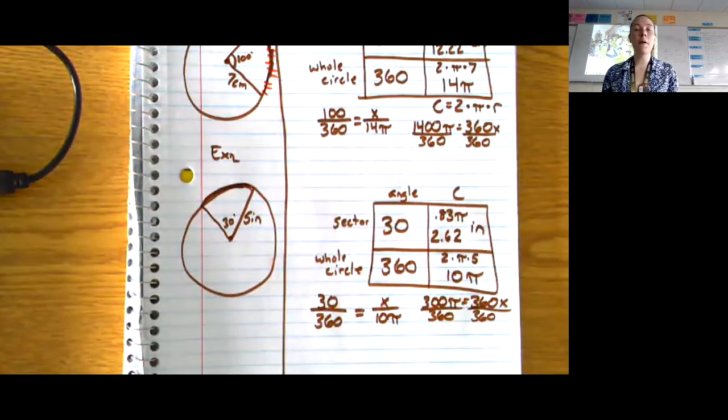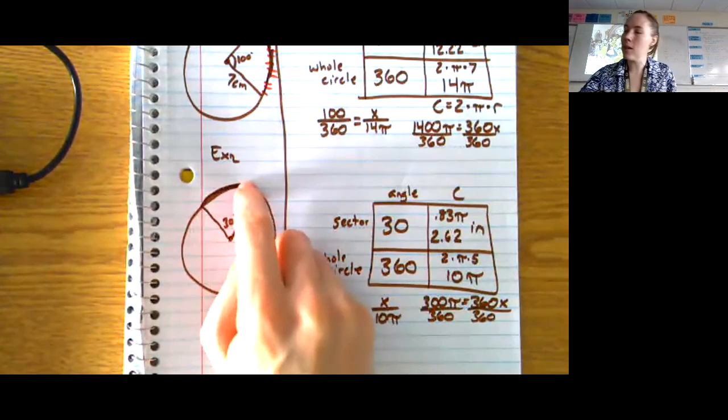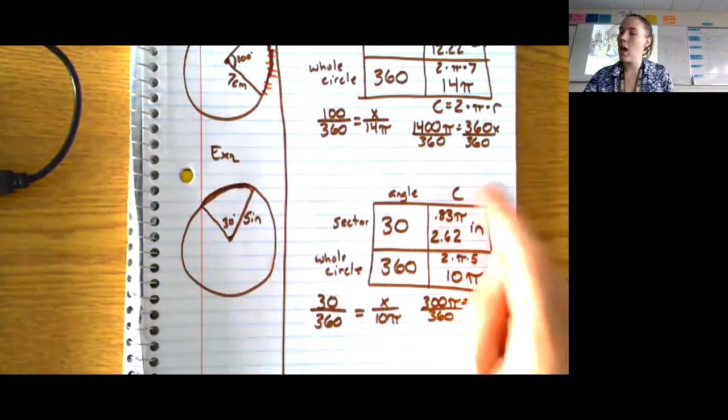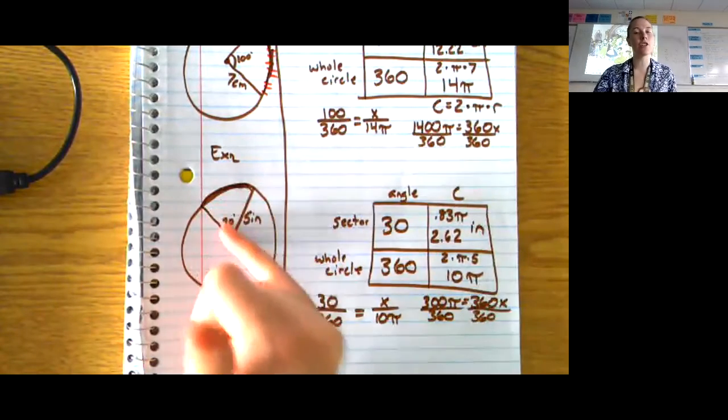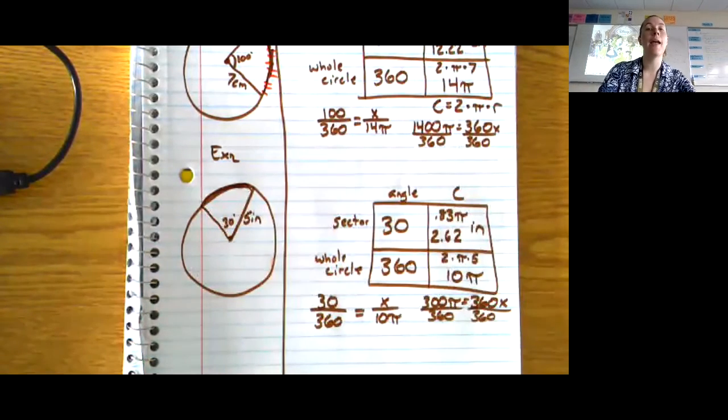So we're going to do a whole bunch of practice with this and with sector area. Remember that if it's asking for the arc length, you use circumference. If it's asking for the sector area, you would use your area. All right, let's go.